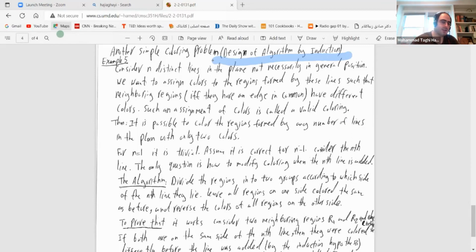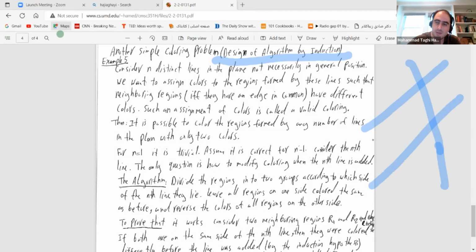So consider again, the setting is very similar to the previous case. We have n lines in the region. They might not actually be in general position. So it means that some lines can be, so we have some of these lines. They are not in general position. What's the meaning of that?